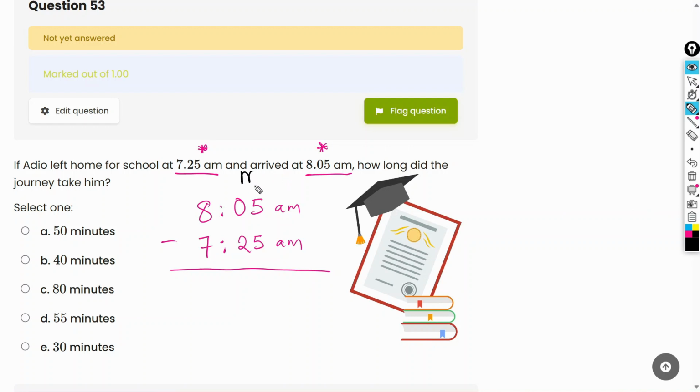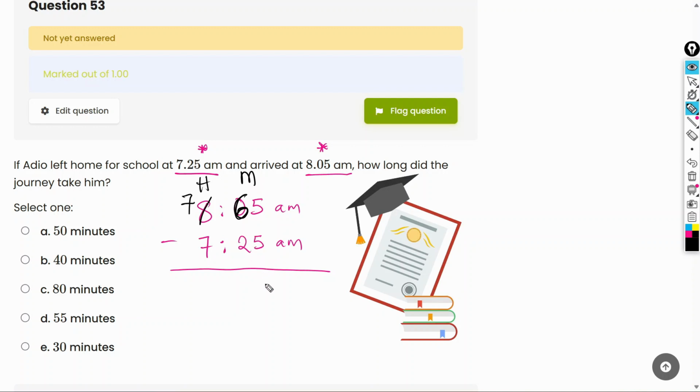This is our minutes place, this is our hours place. So that's 5 minutes minus 25 minutes. That wouldn't work. So we need to borrow. So from 8, we borrow 1 and we are left with 7. Now, when we carry over that 1 from hours to minutes, it changes. So 1 hour is equivalent to 60 minutes. So what we are actually carrying over from here to here is 60 minutes. So if we add that 60 to 5, it becomes 65. So 65 minutes. And now we can subtract.